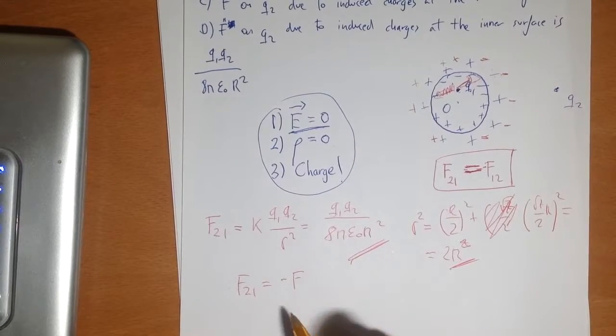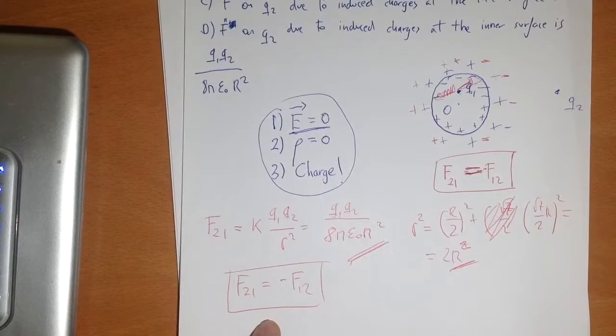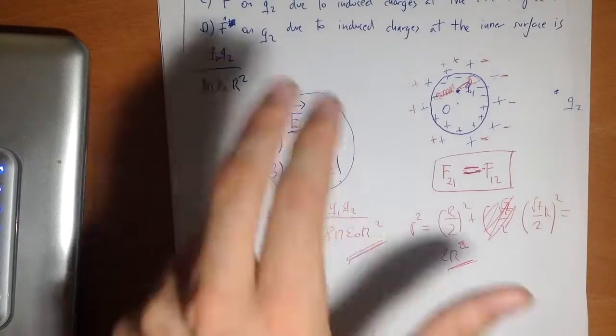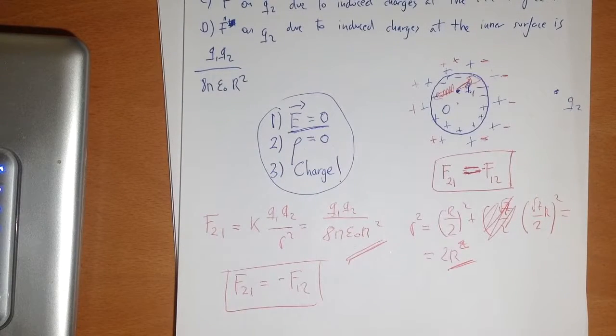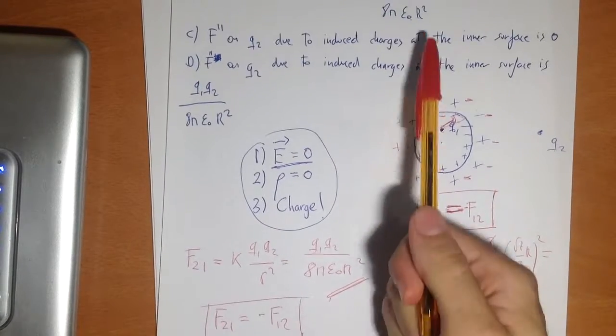The attractive force will equal the repulsive one, but with a negative sign, because we're working with a shell that is regarded as a Faraday cage. Yeah, that's clear. So this is true.